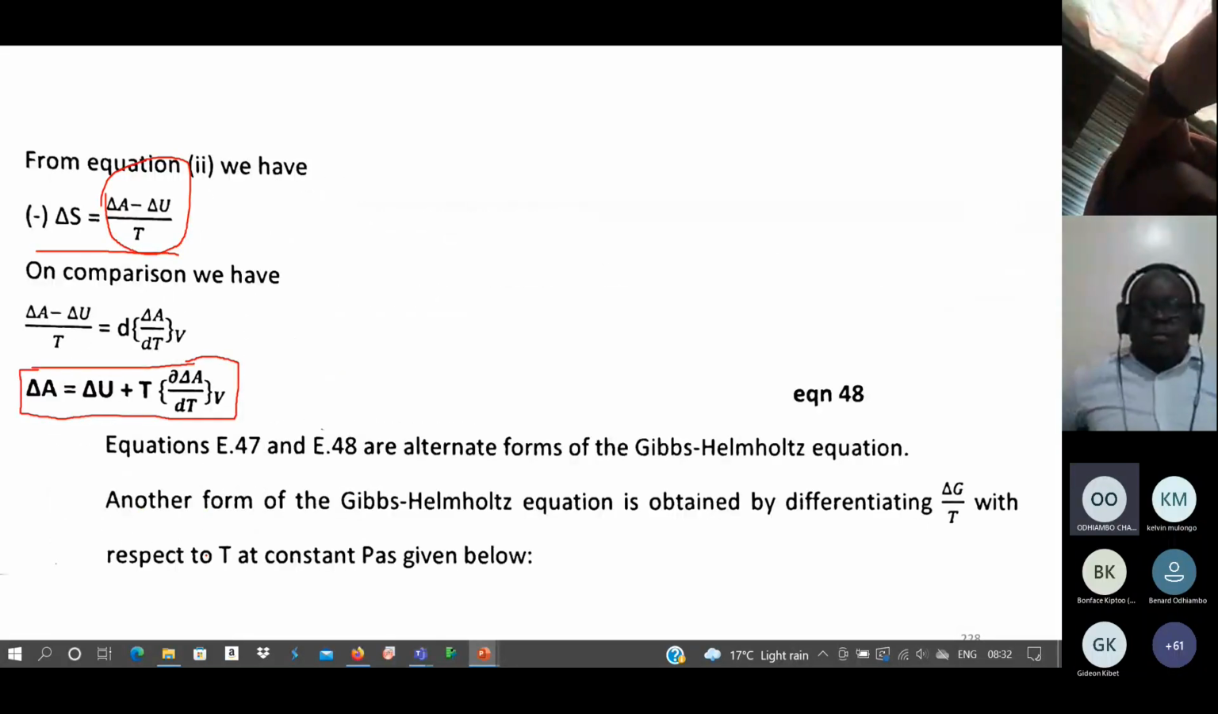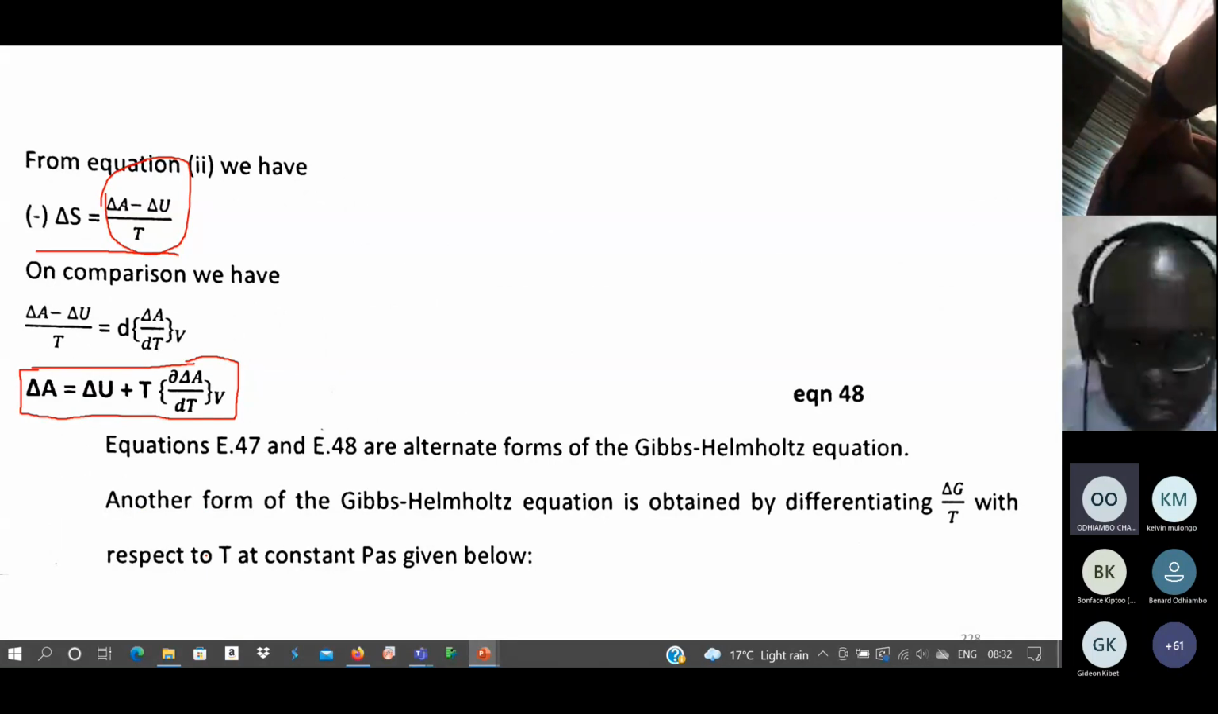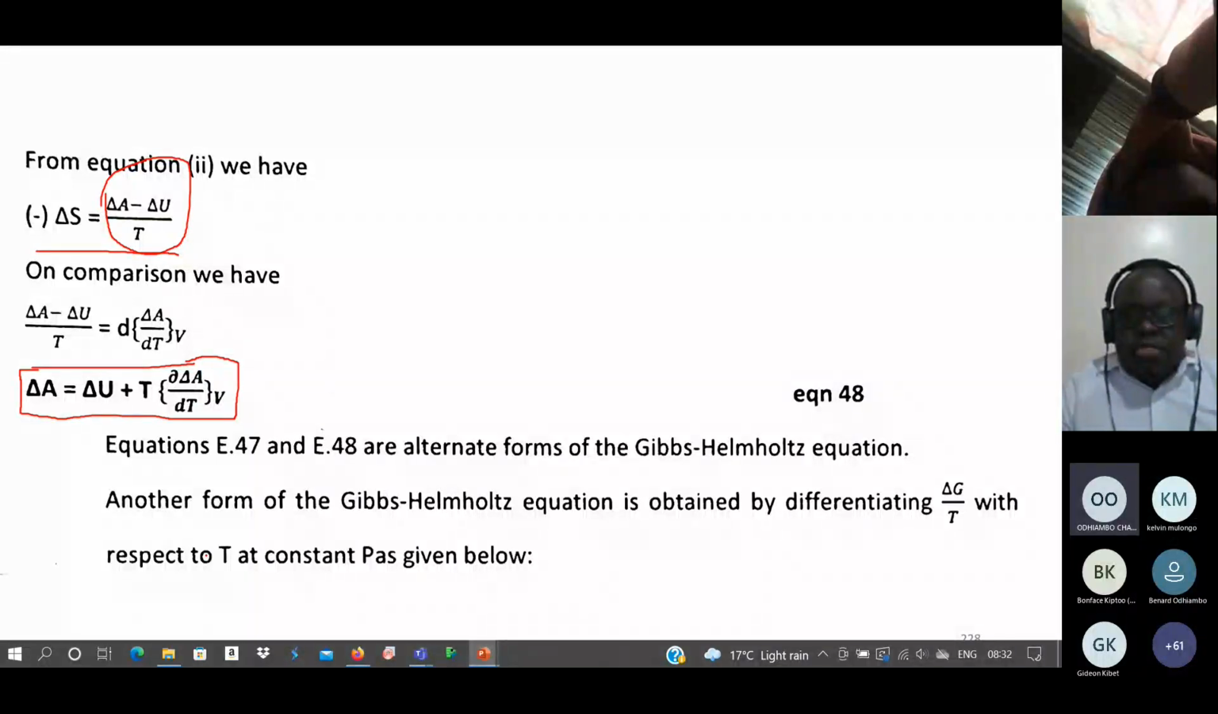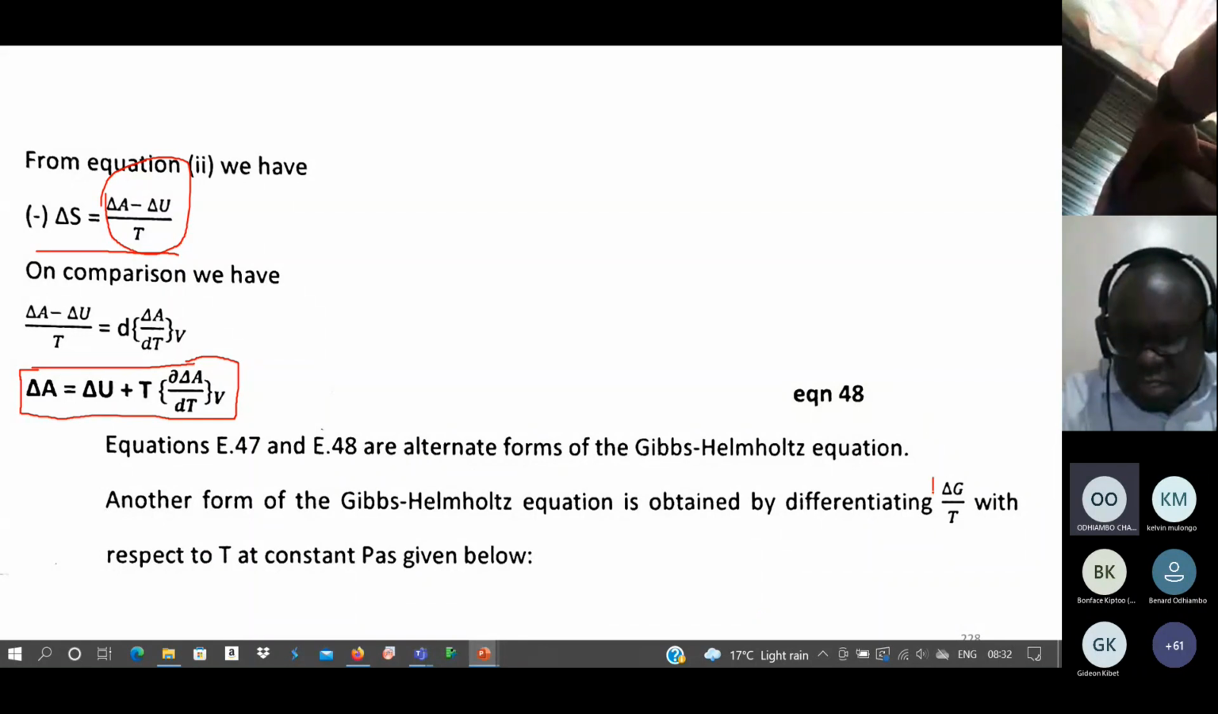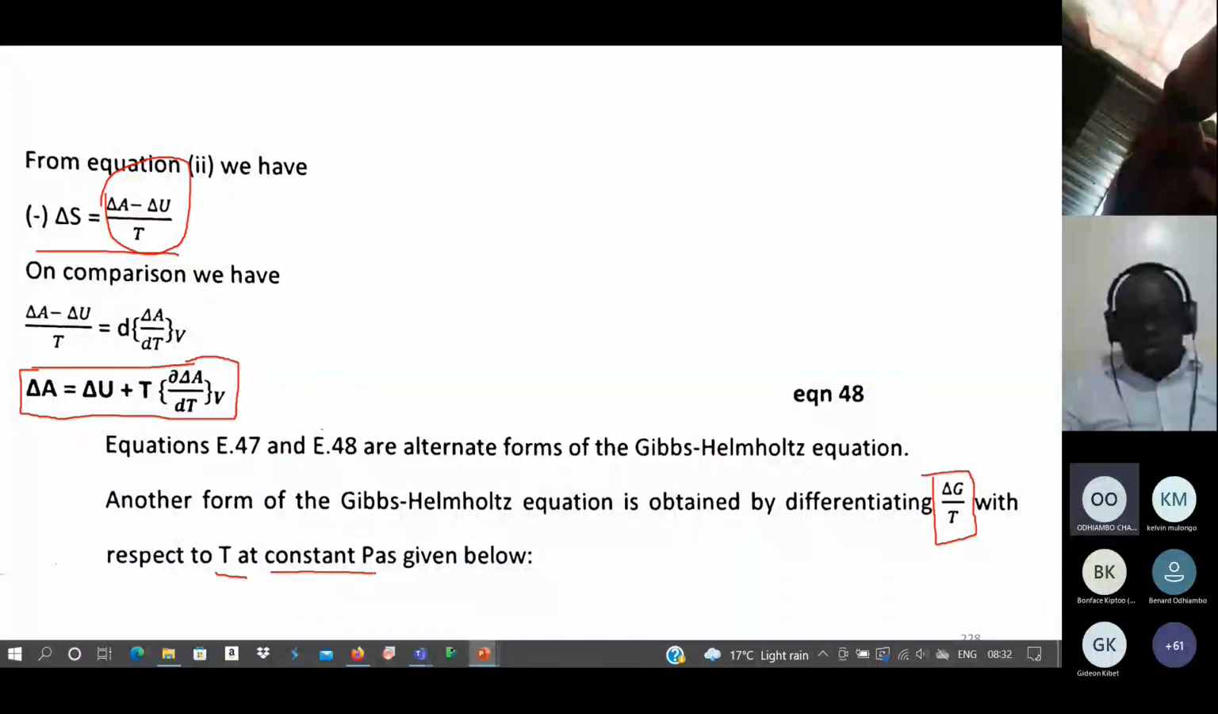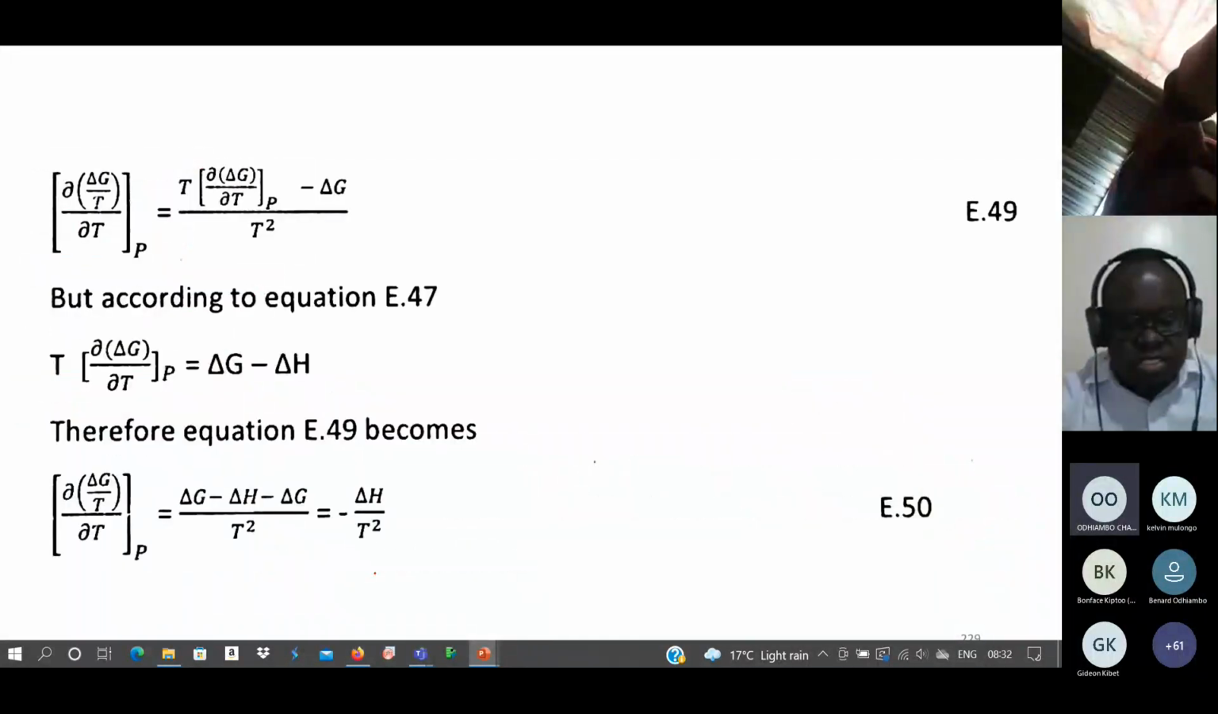So this another form of the Gibbs-Helmholtz equation is obtained by differentiating delta G over T with respect to temperature at constant P, as we're going to see below. Just a second.